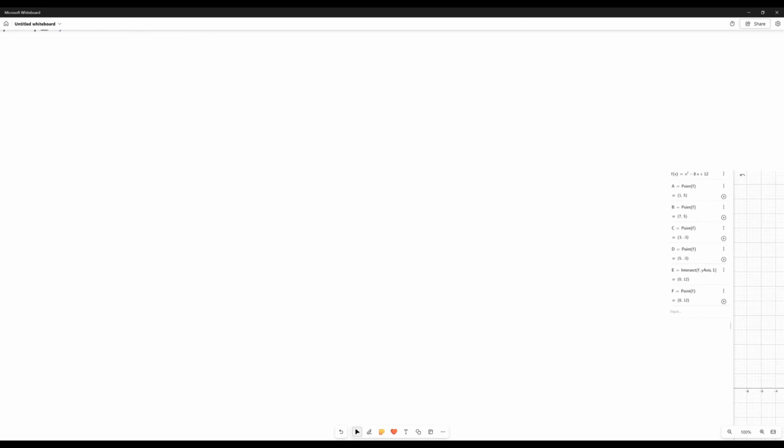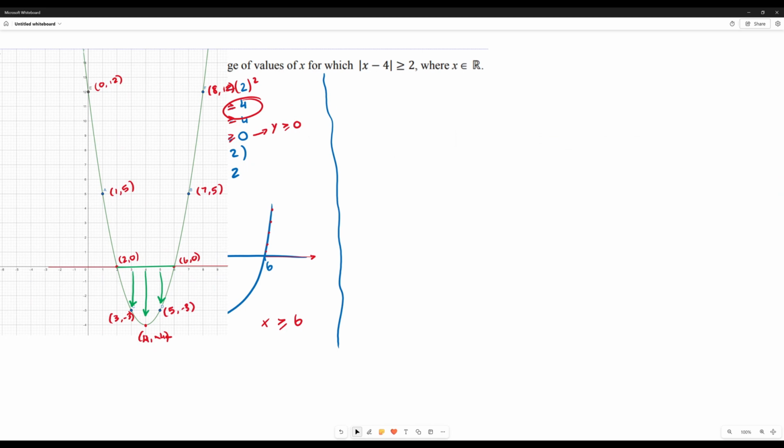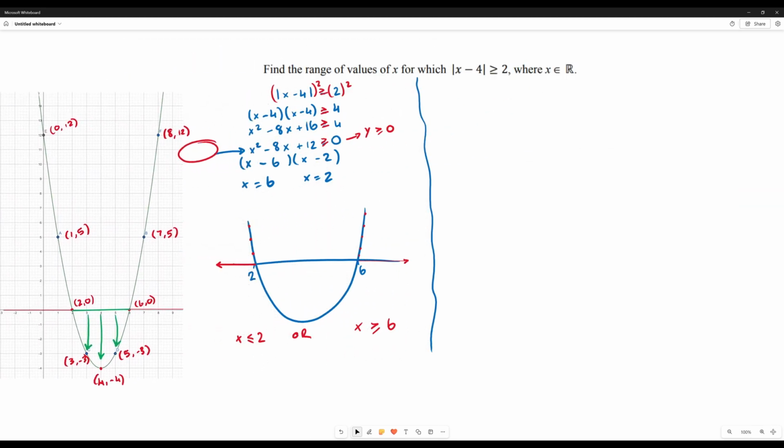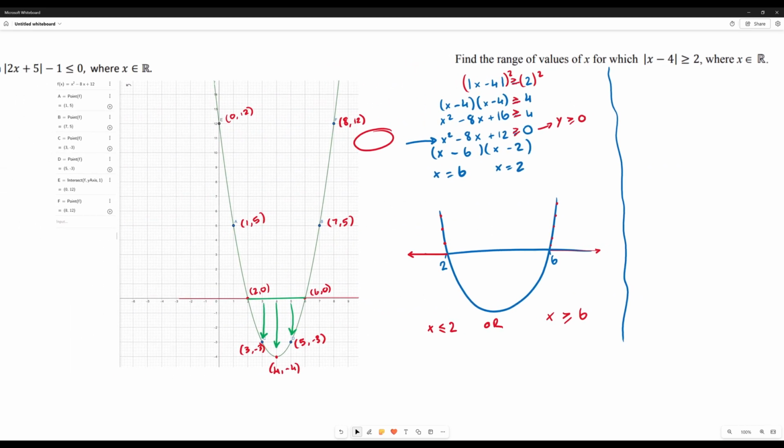What I did do is I did actually do it out on GeoGebra, just to make it look like a nicer thing for you. Oh my god.